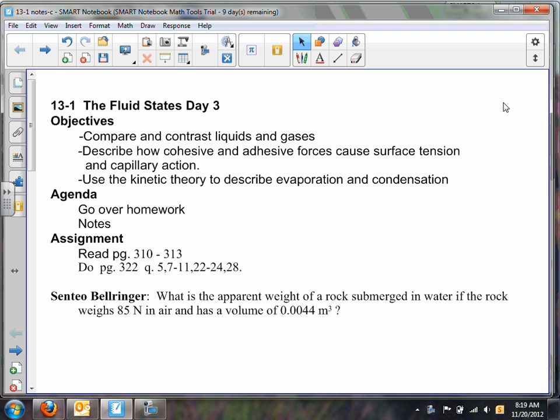Today we're going to finish up our discussion on the fluid states, the third day here. And by the end of the day, you should be able to compare and contrast liquids and gases, describe how cohesive and adhesive forces cause surface tension and capillary action, and then use the kinetic theory to describe evaporation and condensation.